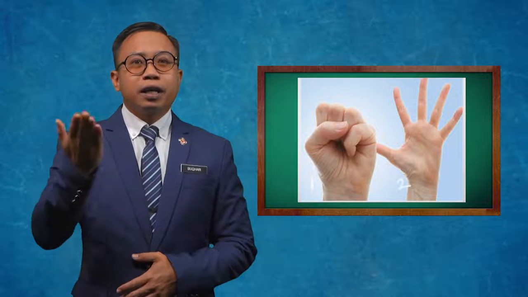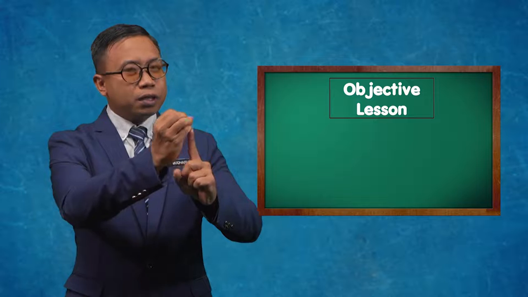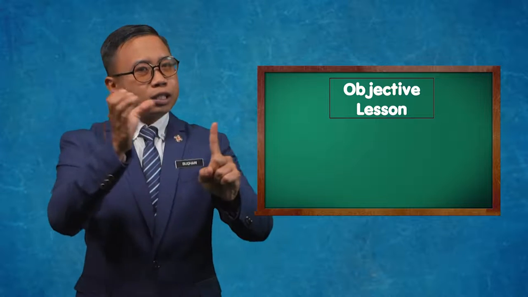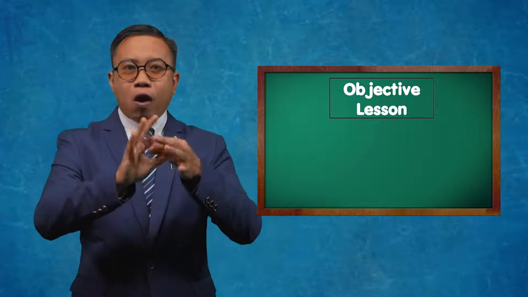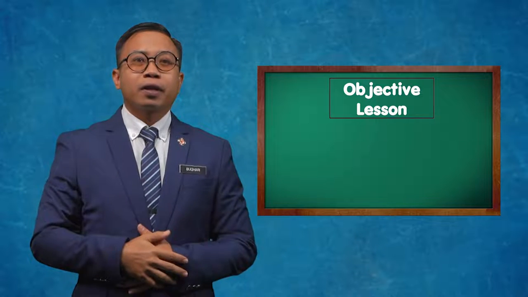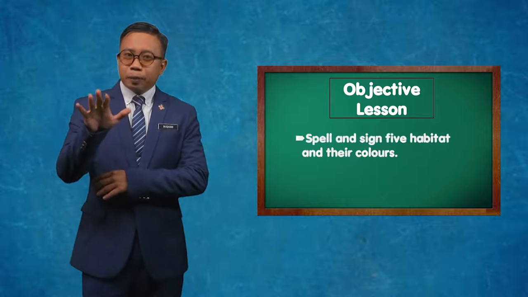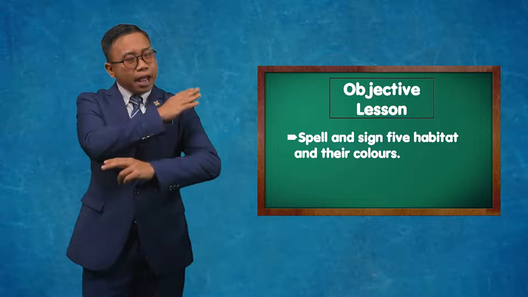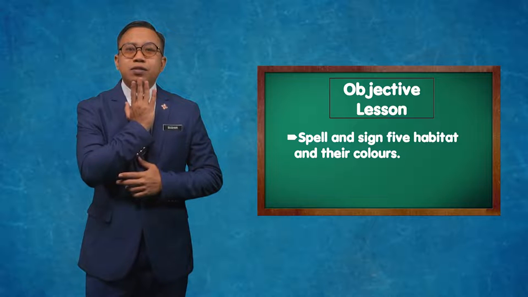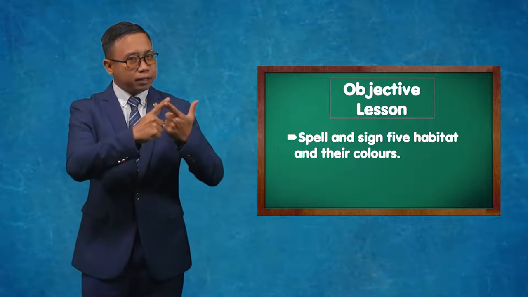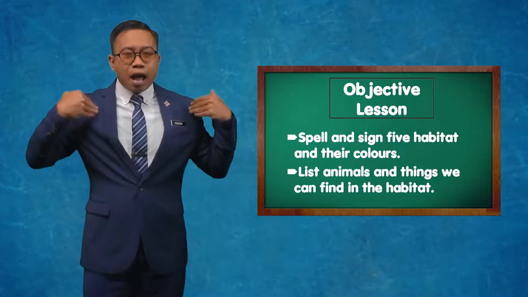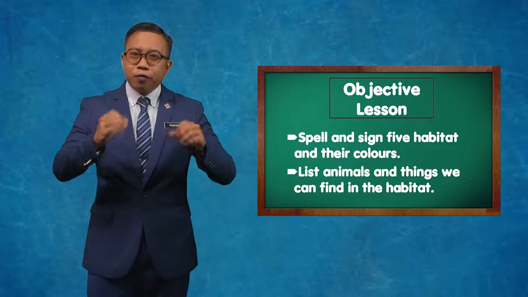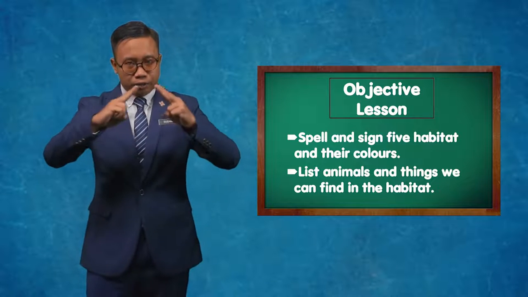Pupils, here are the objectives that I would like you all to achieve by end of the lesson. First, spell and sign 5 habitats and their colors. Second, list animals and things we can find in the habitats.